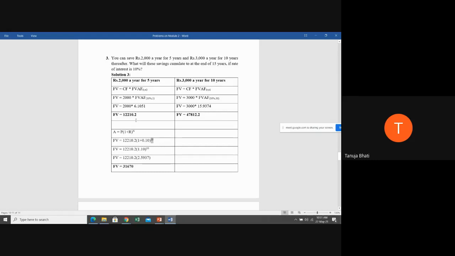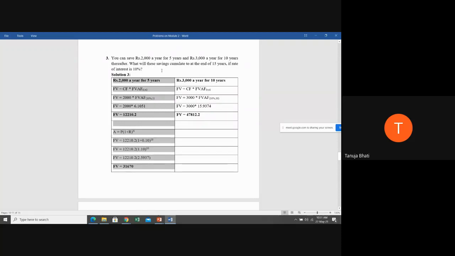Now from 5 years, we have to take this up to 15 years. So 5 years becomes the present value for us, and up to 15 years, what we have to calculate will become the future value. Once you solve this, you will get the future value of this 2,000 rupees at the end of 15 years as 31,670. Have you all understood this portion, students? 3,000 we will see later.